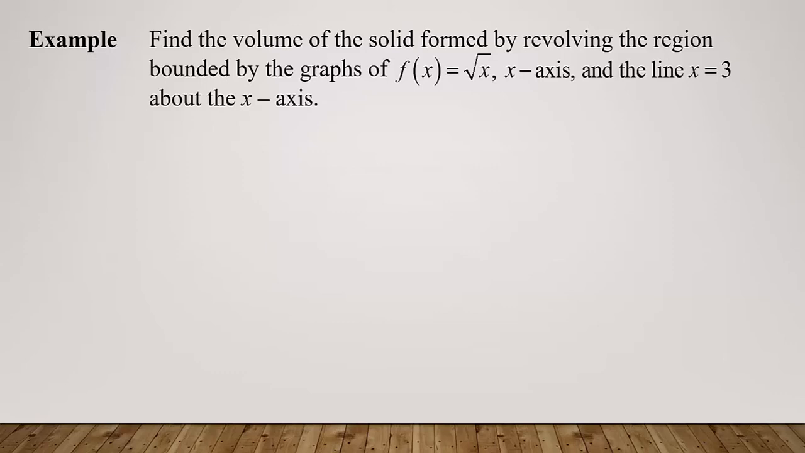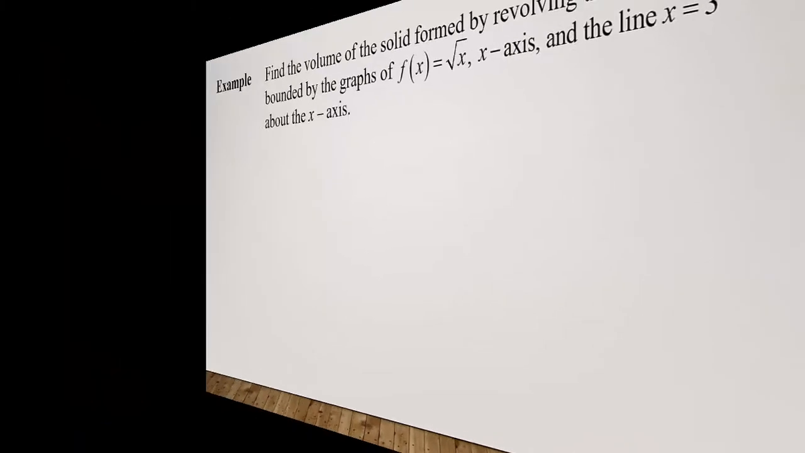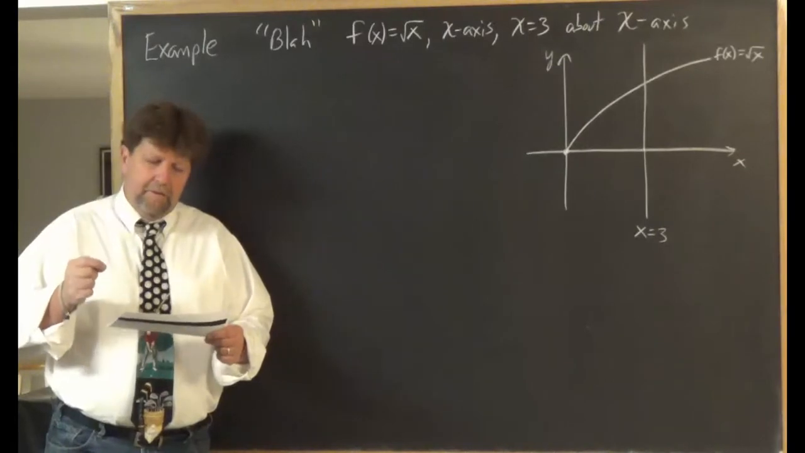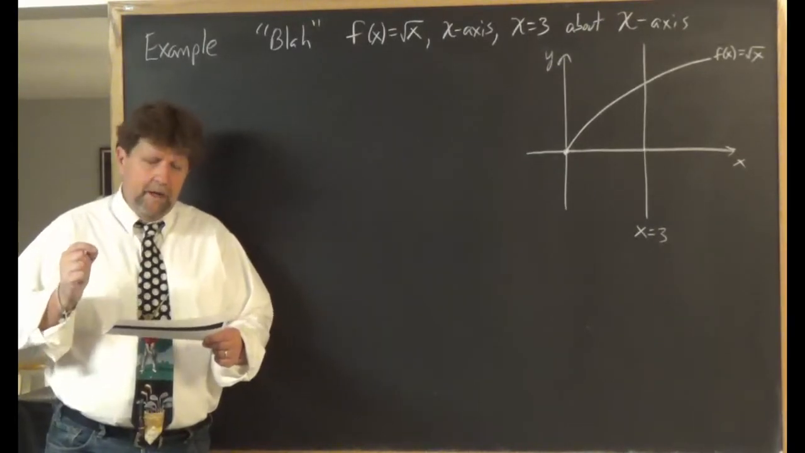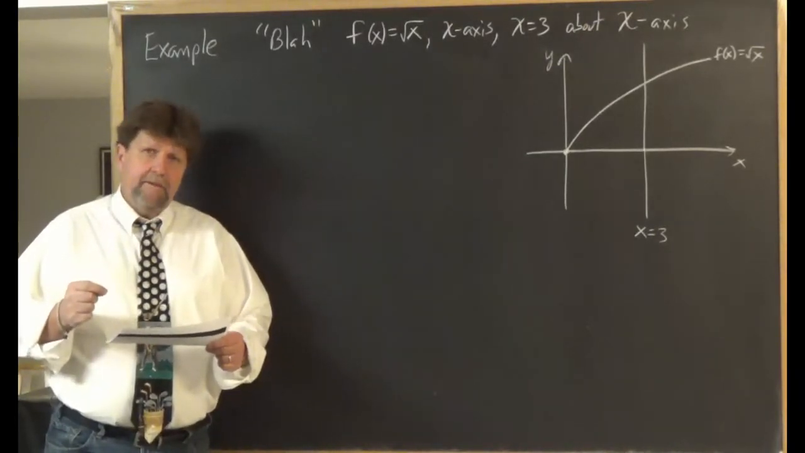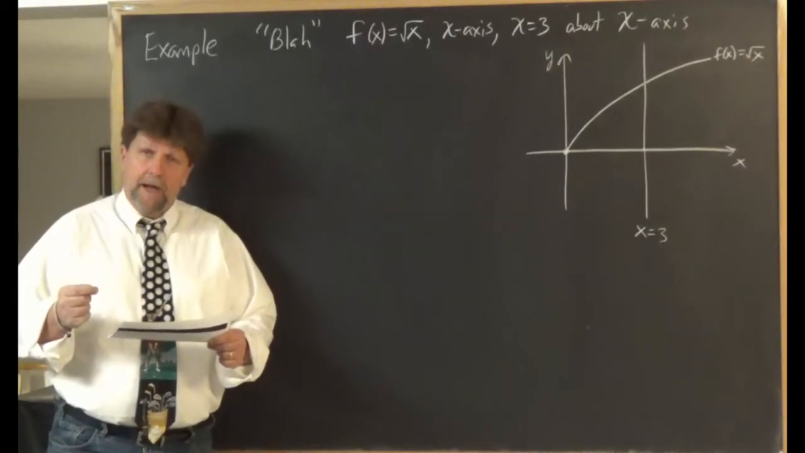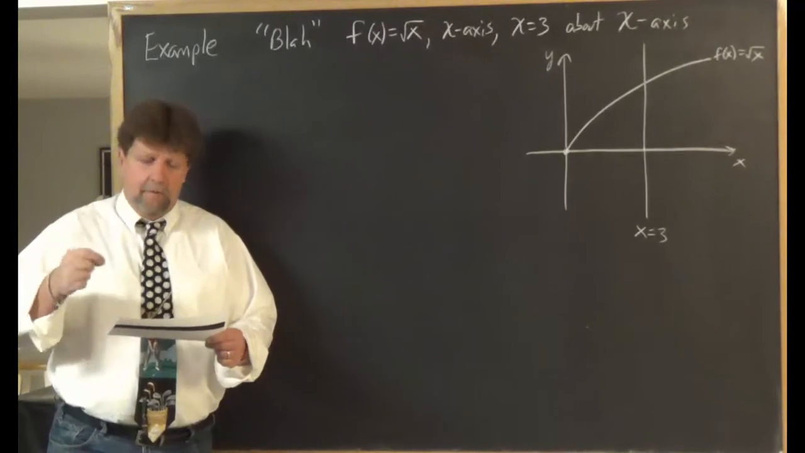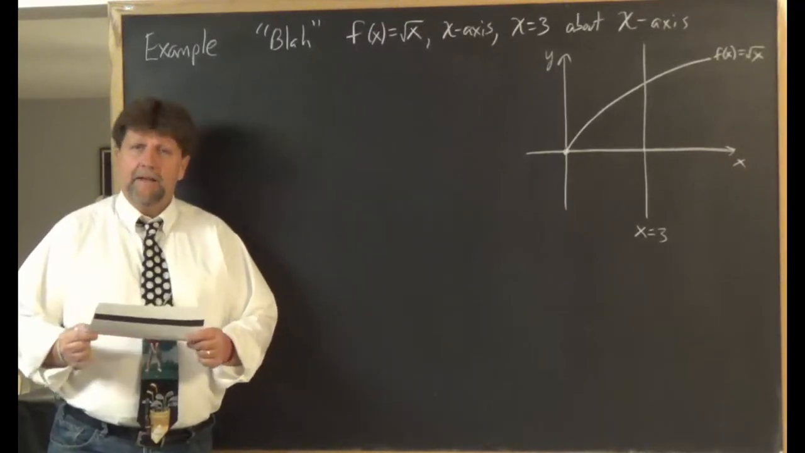So hopefully you have this example written down because I'm going to head off to the chalkboard and work through it. All right, in this first example, we're asked to find the volume of the solid formed by revolving the region bounded by the graphs of f of x equals square root x, the x-axis, and the line x equals 3. That region gets revolved about the x-axis.